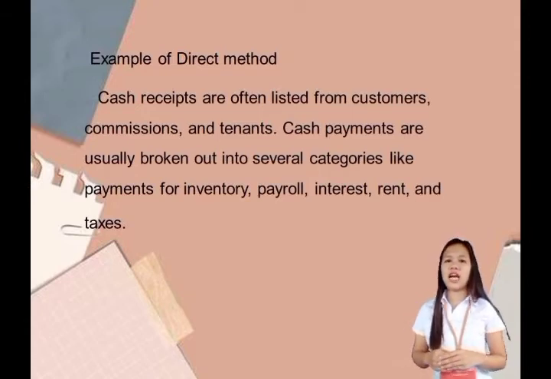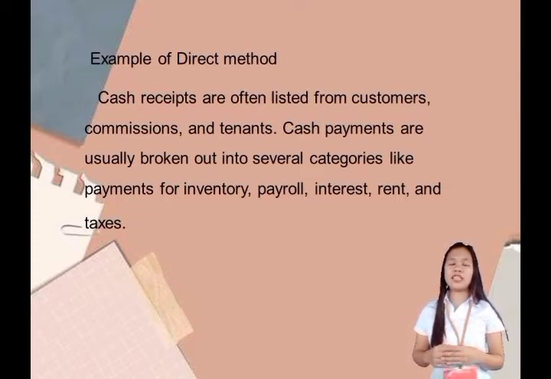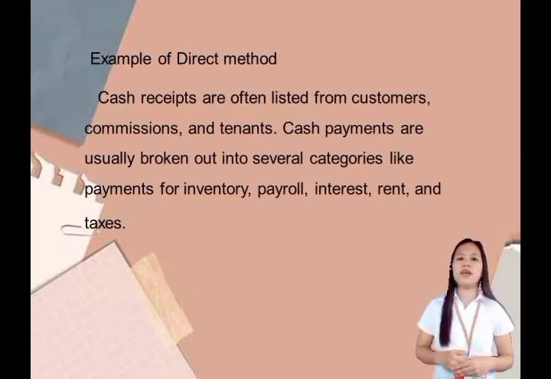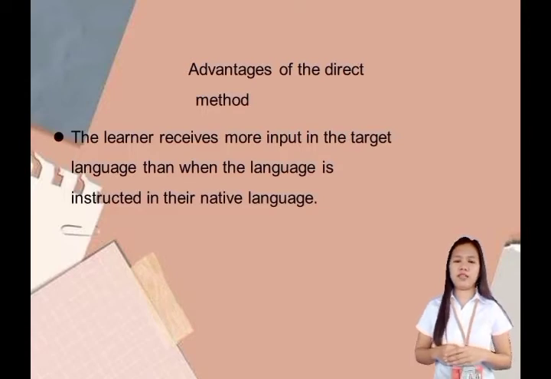The direct method actually lists the major cash receipts and payments on the statements of cash flows. For example, cash receipts are often listed from customers, commissions, and tenants. Cash payments are usually broken out into several categories like payments for inventory, payroll, interest, rent, and taxes. Categorizing these inflows and outflows can be time consuming since they are not categorized like this on any other financial statement. These are the advantages of the direct method.